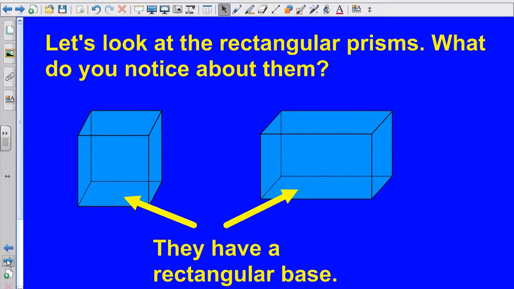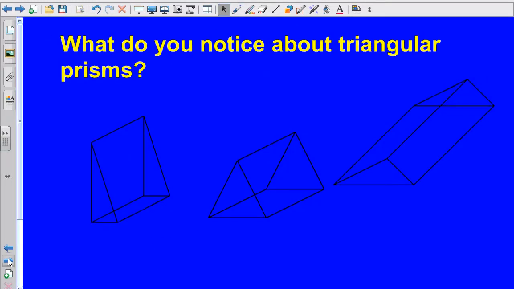Now go to the second group. I had to draw this because I couldn't find that picture. So what do you notice about these ones? Now we know they have rectangles. What else do you notice, Kate? The shapes are different. I know that, yeah.